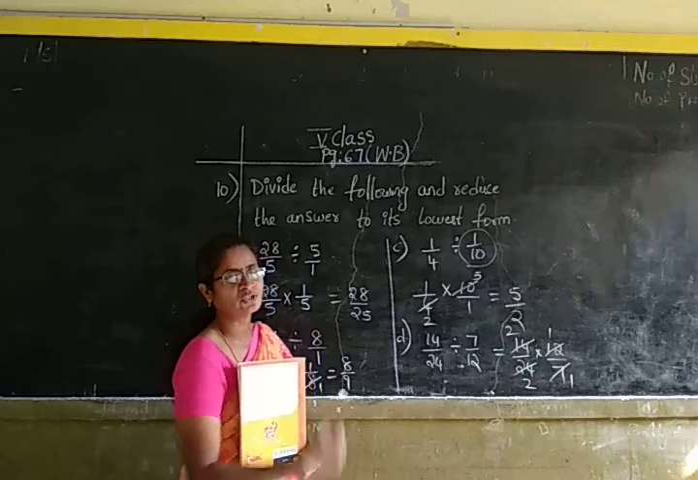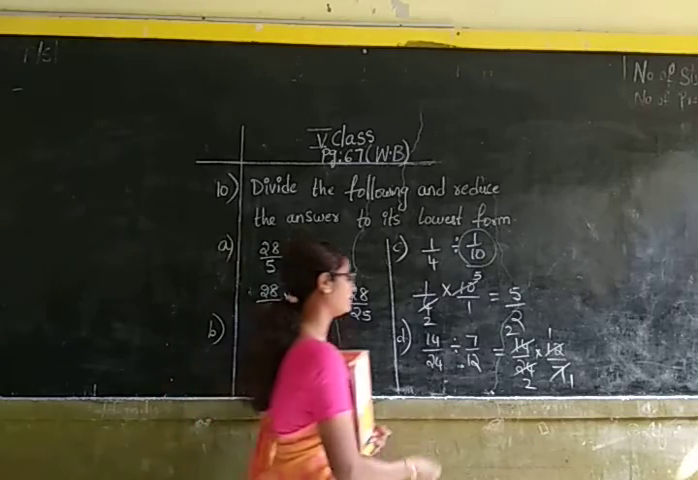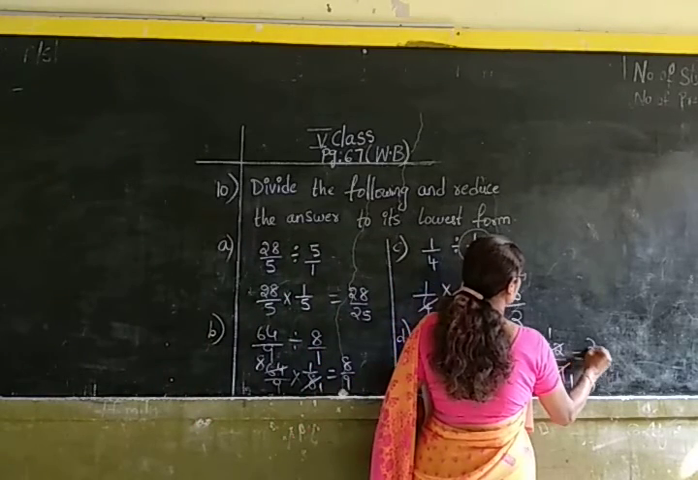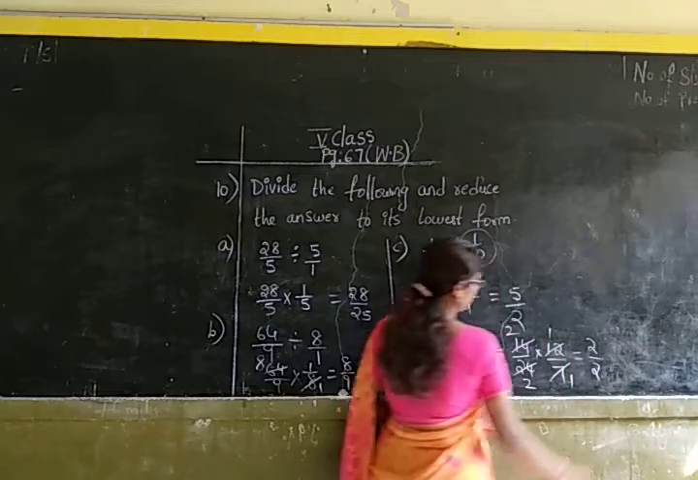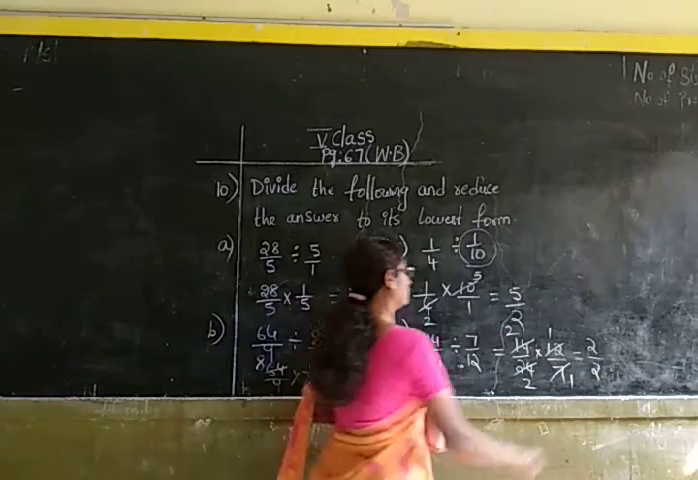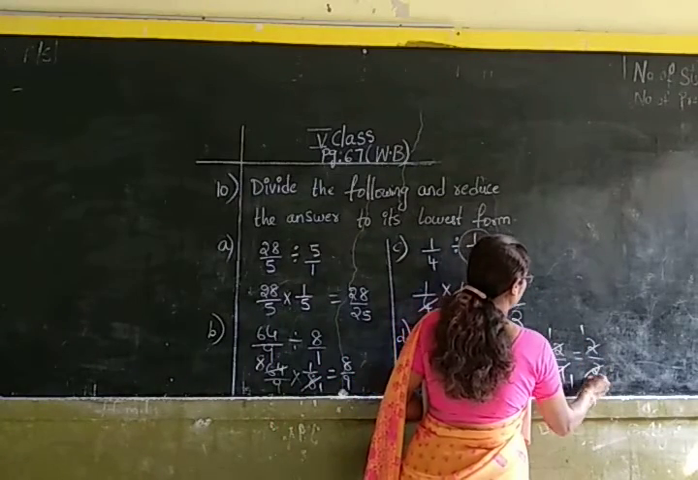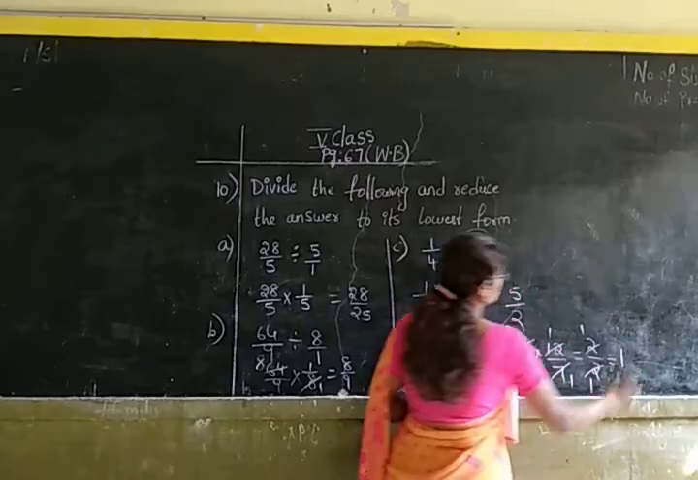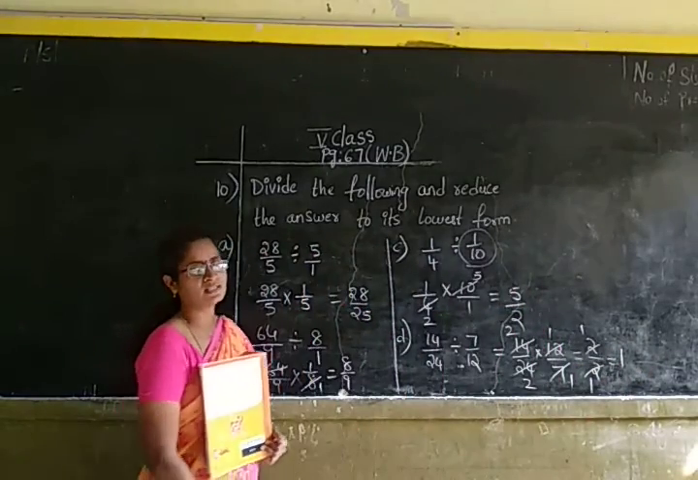Now let us multiply the numerator with numerator and denominator with denominator. 2 1s are 2 and 2 1s are 2. So 2 table goes in 2 1 time and 1. So 1 by 1 is 1. So here the answer is 1.